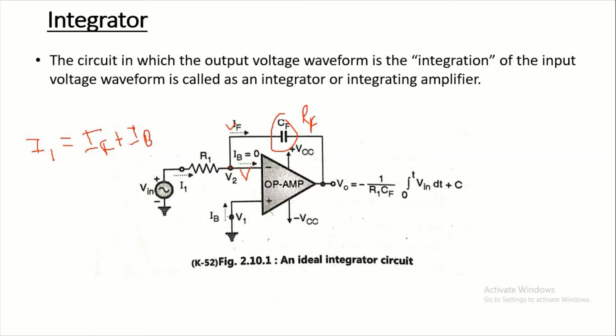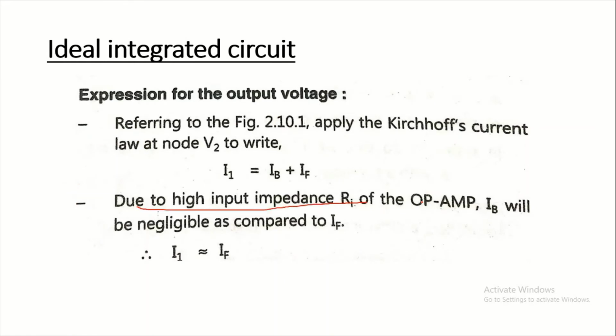But here IB is equal to 0 due to the high input resistance of this op-amp. So the equation becomes I1 is equal to IF. Due to the high input resistance of the op-amp, IB will be 0. So I1 is equal to IF.